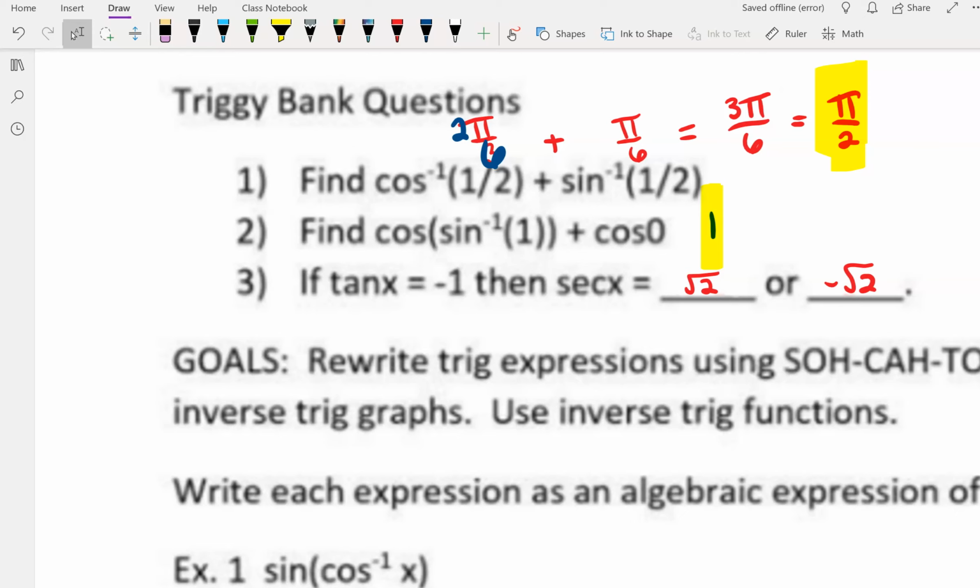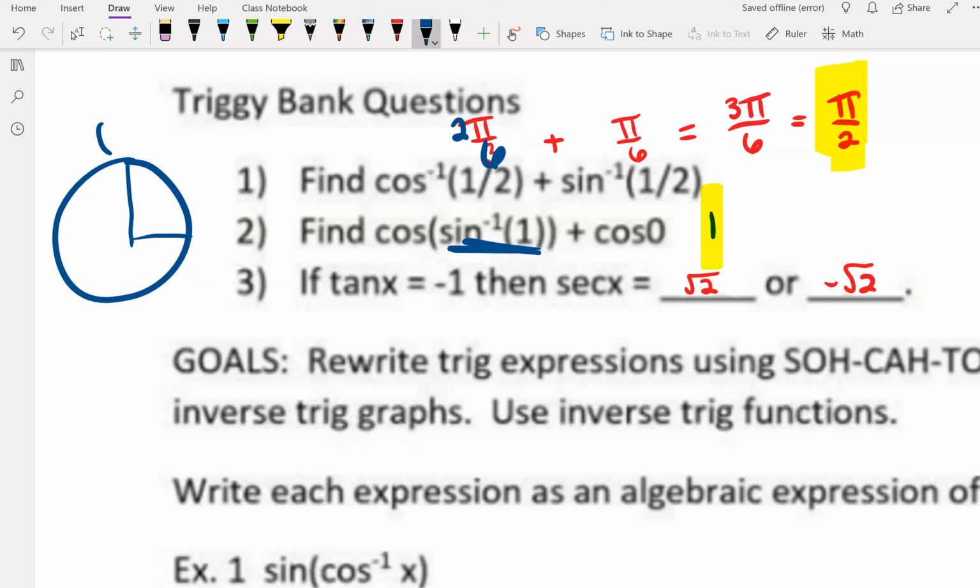All right, the next one, I always start on the inside, so I'm going to start here with inverse sine of 1. So let's draw a unit circle. If we have sine equal to 1, that's going to be at this coordinate point (0, 1). So that's going to be pi over 2. Now we do cosine of pi over 2. Cosine of pi over 2 is 0. So this whole first thing just became 0.